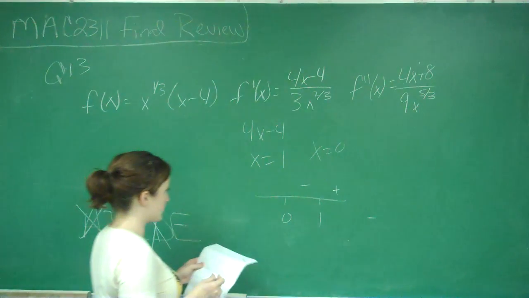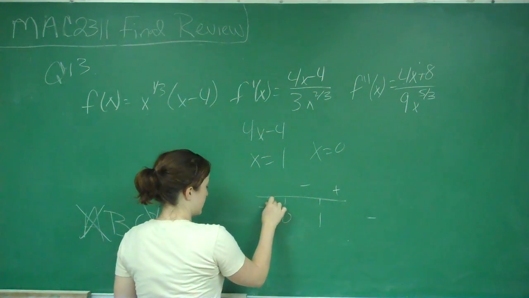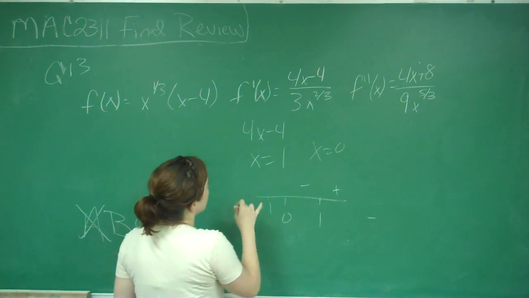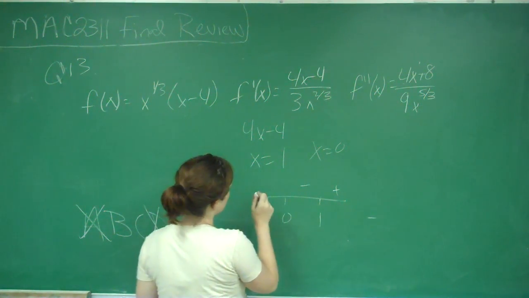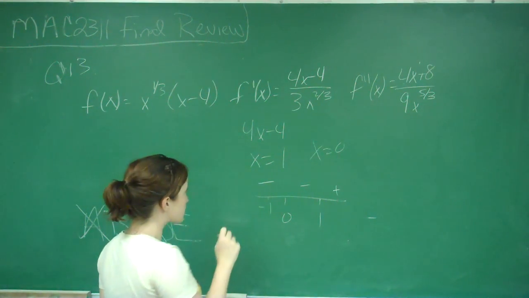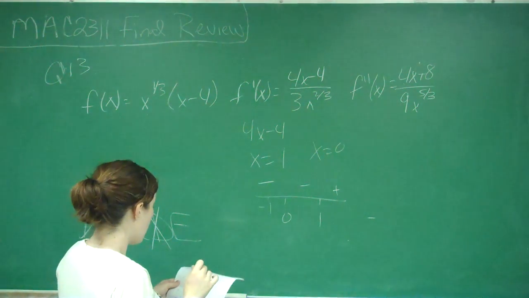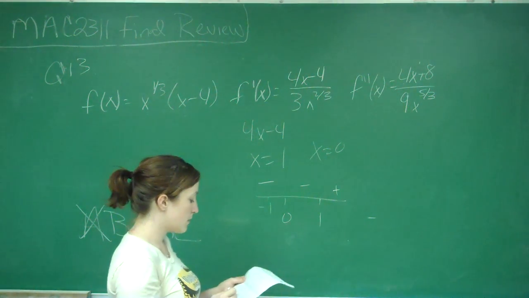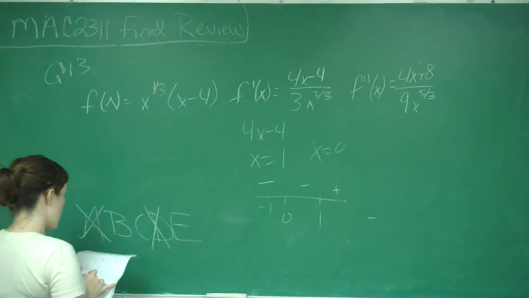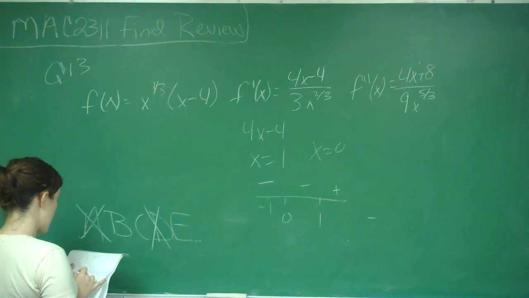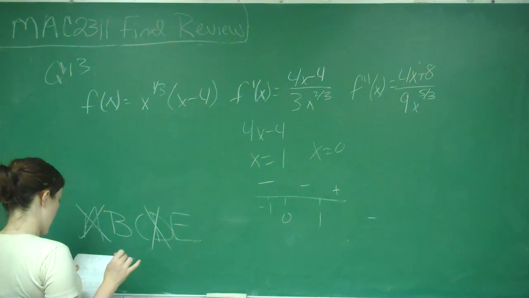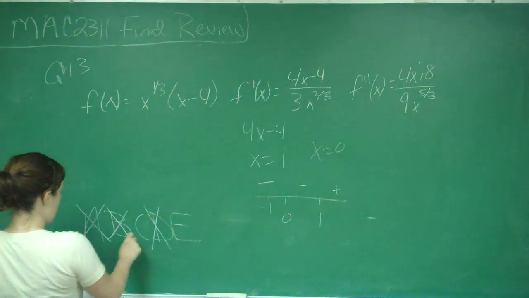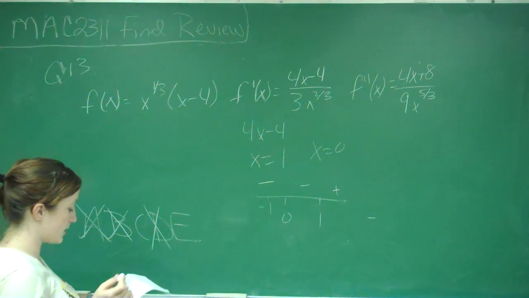And then I also know that if I test a number before 0, like -1, I get a negative on the top and a positive on the bottom, which is a negative. And so my graph should be decreasing as I move towards 0. My slope should be a decreasing slope. And so I can eliminate B, because B has an increasing slope approaching 0.